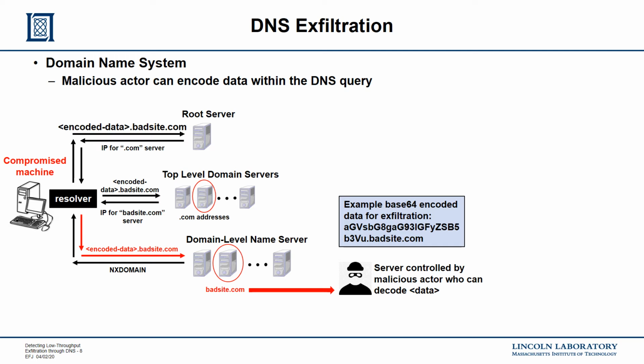A malicious actor registers a domain name. In this example, we're using badsite.com, which they then query from a compromised machine within a network containing data they'd like to steal. That data is encoded and placed at the beginning of the query string, and through the DNS protocol, the full query string is sent to the server controlled by the bad actor, who can then decode the data.